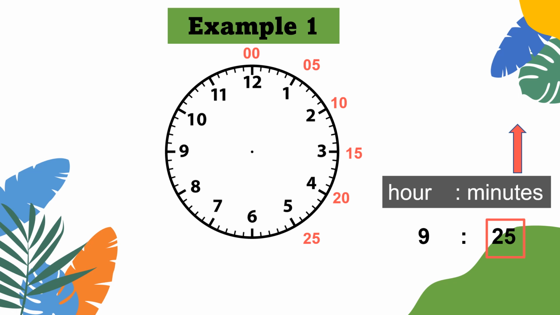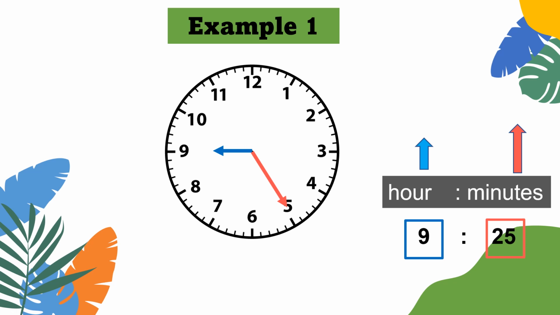Now we're going to draw the short hand for the hour hand, for the 9 o'clock. As you can see, the minute hand is less than 30 minutes. So we're going to draw the hour hand exactly at 9 o'clock. So this is how you draw the hour hand. This will be how you draw 9:25.